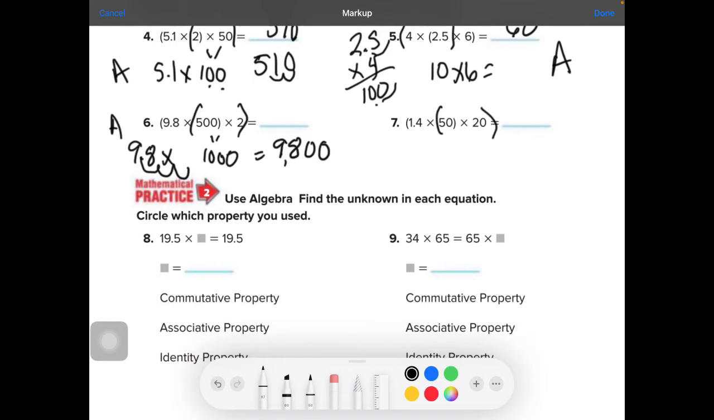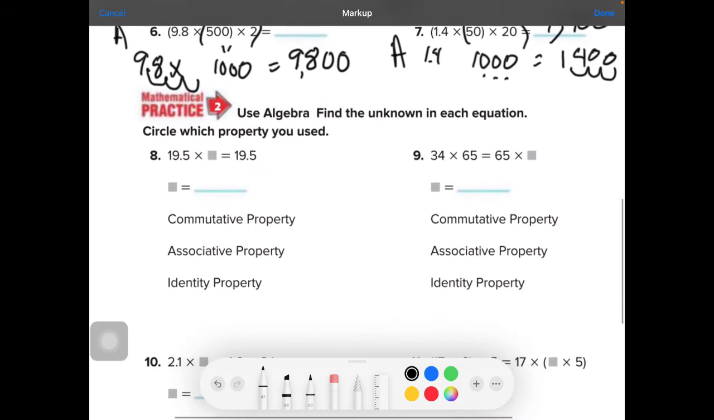What can I say? It's my favorite because I'm going to use it right here too. 50 times 20, I know that 5 times 2 is 10, plus 2 more zeros is 1,000. Then I have 1.4. So if I have 1.4 and I move it over 1, 2, 3, because I have 3 zeros, my answer is going to be 1,400. That's my total answer. And again, I used the associative property on that one. That's how I'm going to label that one.